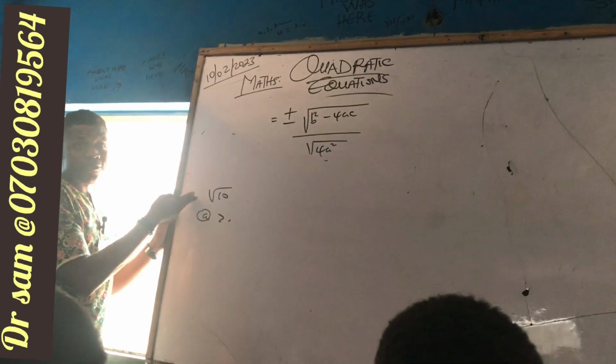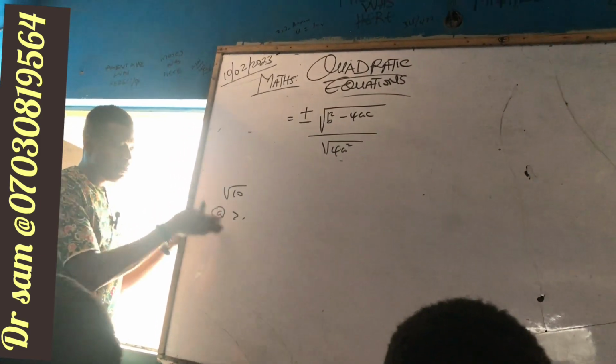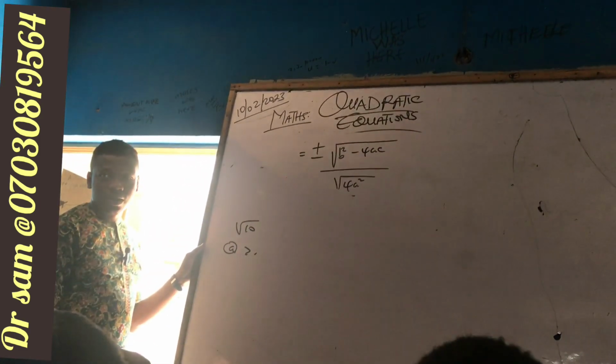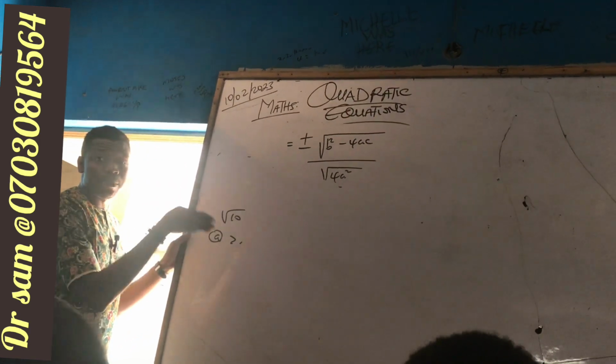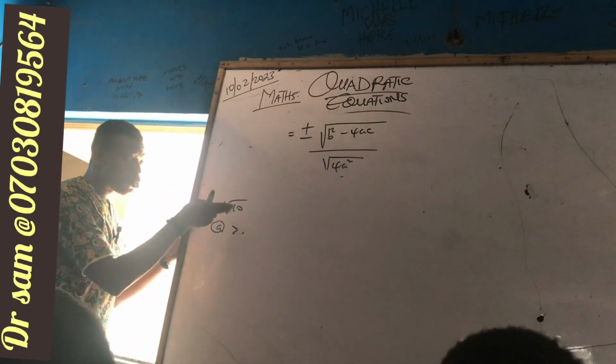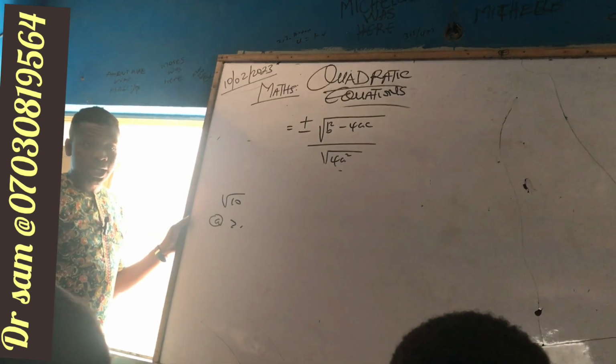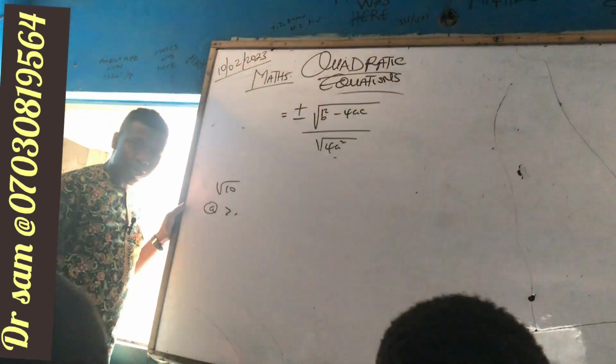without using a calculator, find the square root of 10. If you give me your answer in decimal points, then you are wrong, because it's only the use of a calculator that can provide decimal points. And the square root of 10 does not have any perfect square. So how can we do it? It's possible. There's a formula.